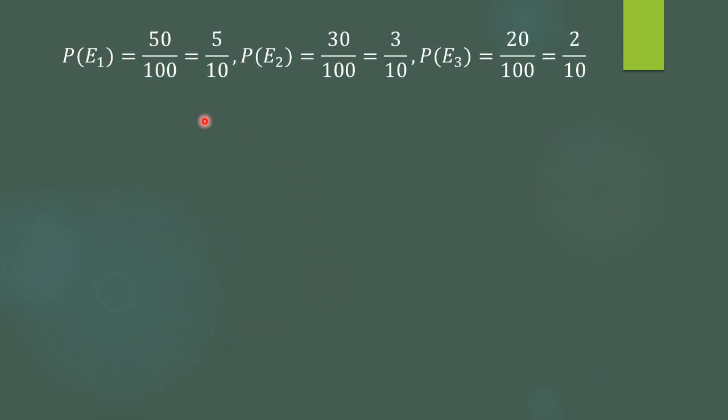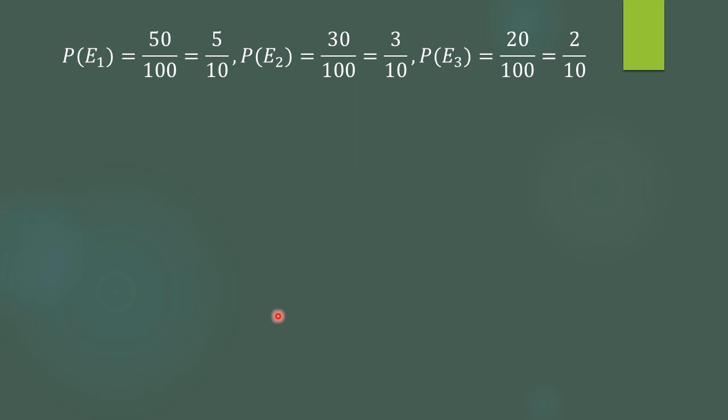So probability of E1 is 50%. So that is 50 by 100, that is 5 by 10. E2 is 30%. So that is 30 by 100, that is 3 by 10. And E3 is 20%. So 20 upon 100, that is 2 by 10.